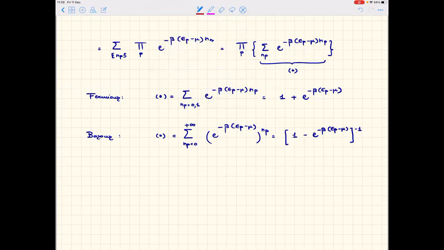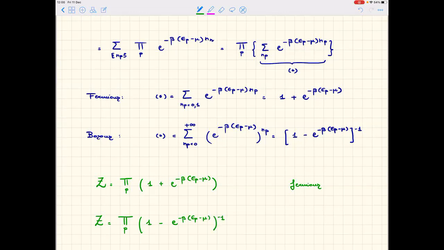Therefore, using this formula, we discover finally that our grand canonical partition function is equal to the product over p of 1 plus e to the minus beta (epsilon_p minus mu) for fermions, and it is equal to the product over p of 1 minus e to the minus beta (epsilon_p minus mu) to the minus 1 for bosons. All right.